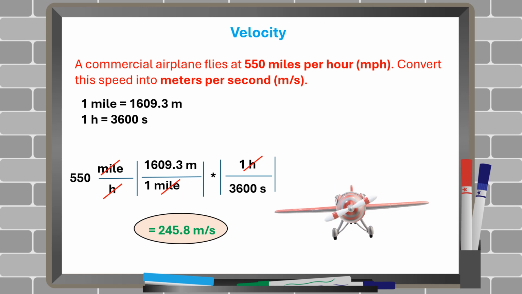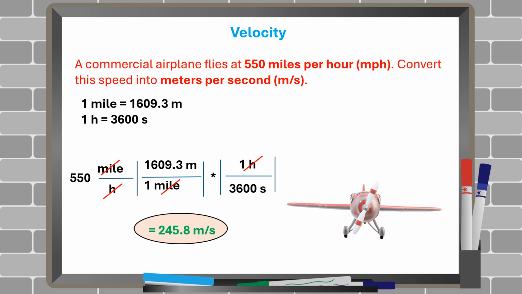In this example, we'll convert a typical airplane speed of 550 miles per hour into meters per second. Buckle up because we're about to take off into the world of unit conversions. We are given a speed of 550 miles per hour. Our goal is to convert this into meters per second. But how do we do that? We use a conversion factor.